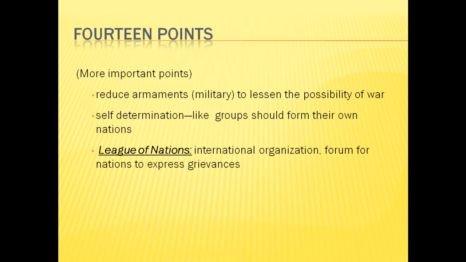And lastly, and probably most importantly, Wilson describes a League of Nations. This is an international organization that creates a forum in which nations can come together in order to express grievances.